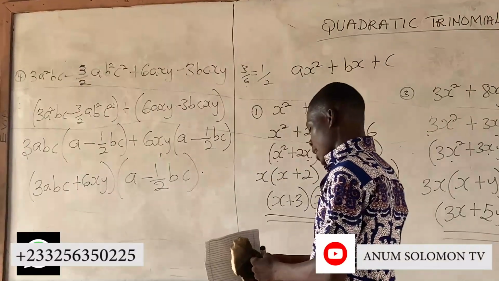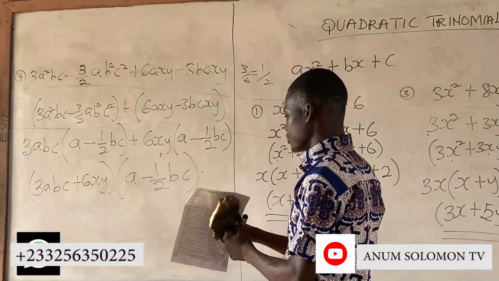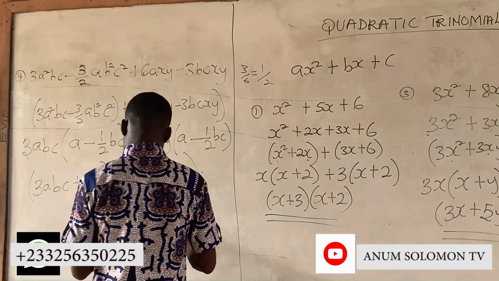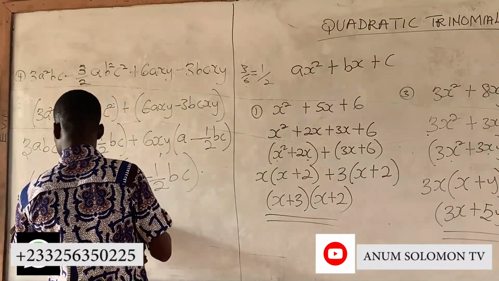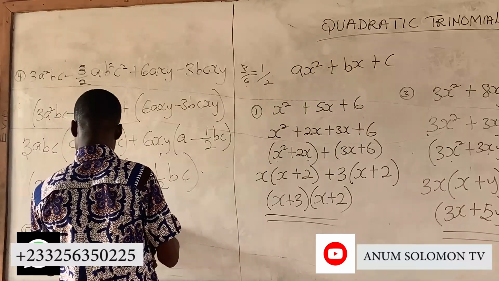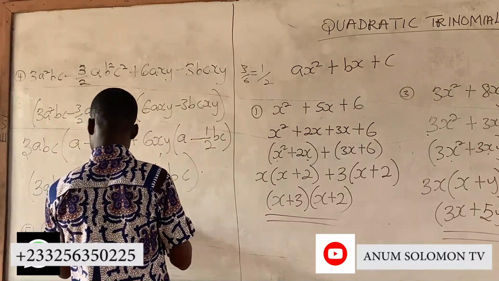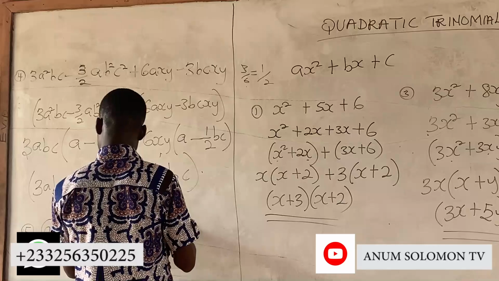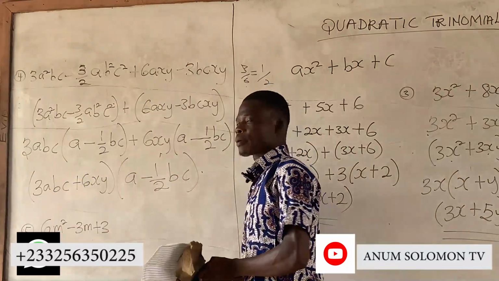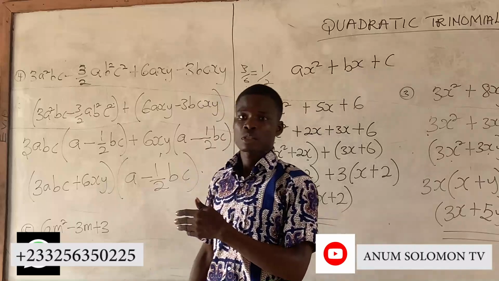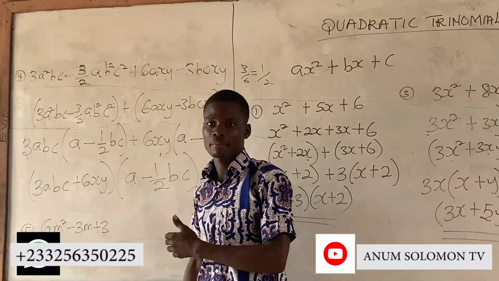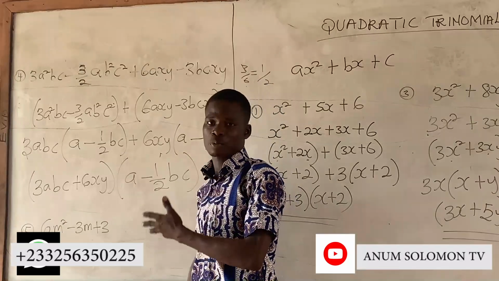So example 5 is 6m squared minus 3m plus 3. This problem is for you. Take your time and solve this problem.